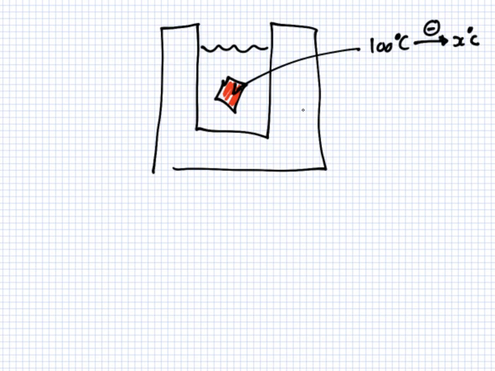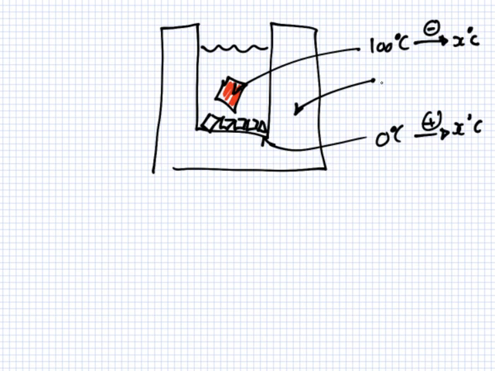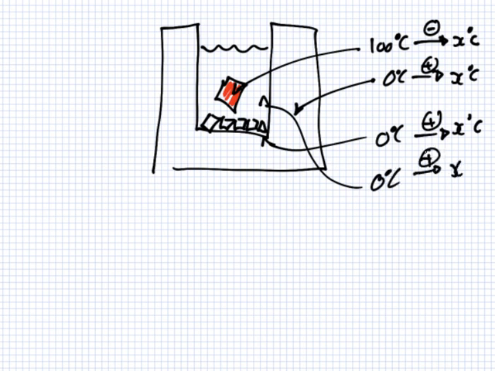What is the container at? It's at 0. Oh, is there ice in here as well? Yeah. Okay, ice in here as well. So this ice is at 0 and it will warm up to X. And this has to be at 0 as well because they're all in thermal equilibrium. And this also will warm up to X. And the water is at 0 and it also warms up to X.